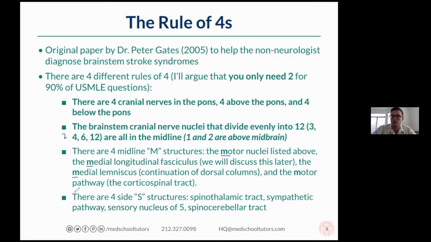The one that I would almost, I don't want to say ignore, but I would expect you to use less often is the side S structures, right? So the spinothalamic tract, the sympathetic pathway, the sensory nucleus of 5, and the spinocerebellar tract, which I wouldn't say is going to have a lot of complicated clinical correlation for you all. So I think you could just remember that sensory stuff is on the side, and that might be the easiest simplification of this rule.